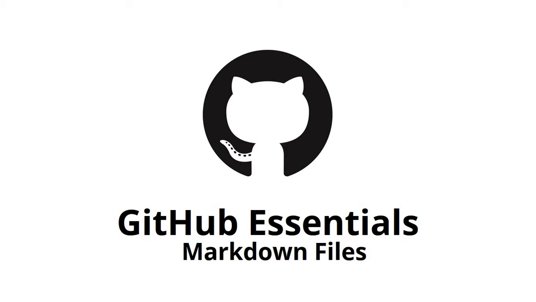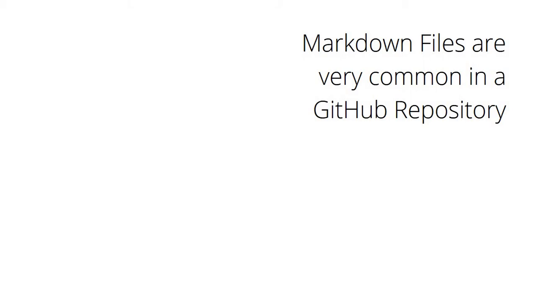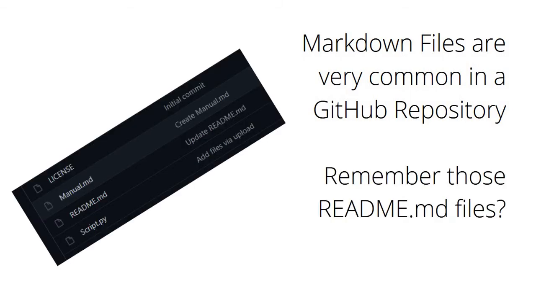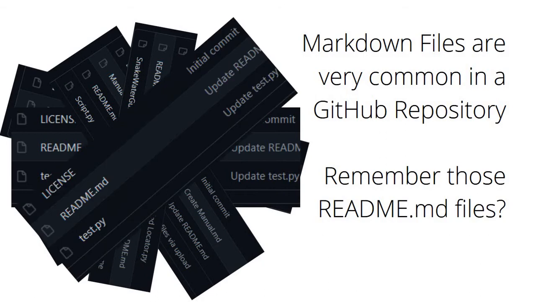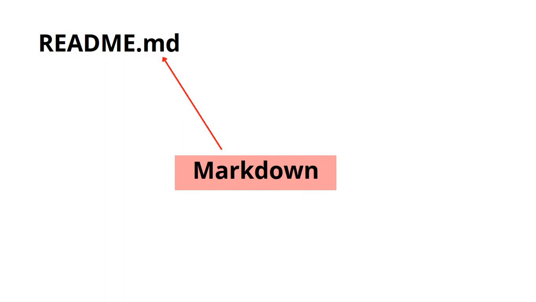This week we are starting a new segment called GitHub Essentials. We'll be dealing with a few very basic things which are required for a GitHub repository. Okay, today's topic is going to be Markdown files. Markdown files are pretty common in GitHub. Remember those README.md files? Here, MD stands for Markdown, and today we are going to learn how to write these Markdown files. So let's start the video.